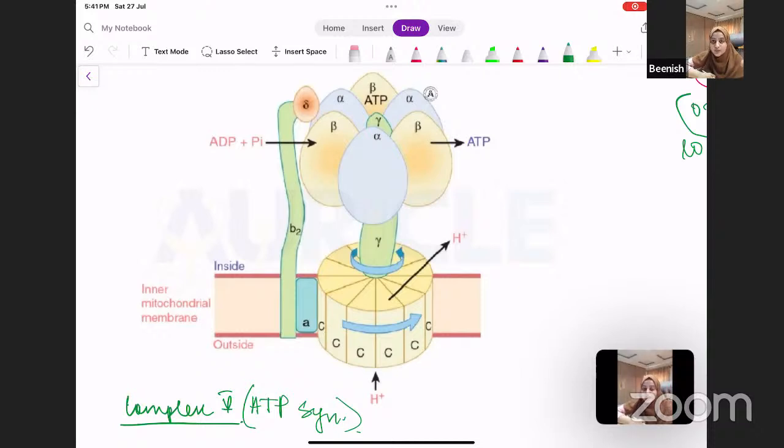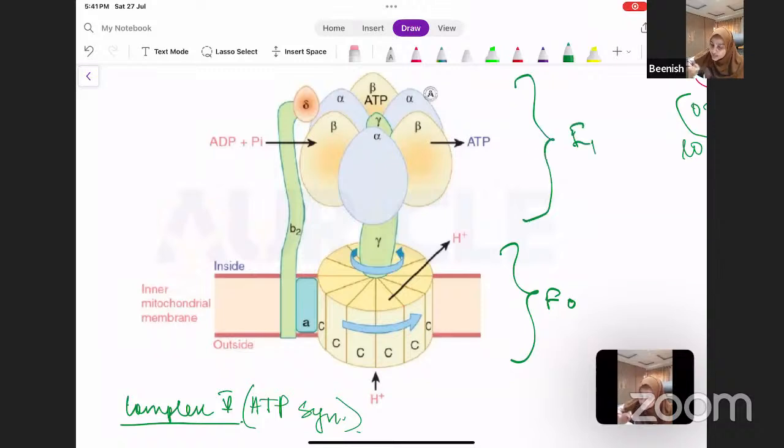I said it has two subunits, F0 and F1. So this is your F0 and this is your F1. Your F0 consists of 10 of these C disc proteins that you can see. So these are part of your F0. They are present in the inner mitochondrial membrane and they are acting as proton pumps. So that was about F0.